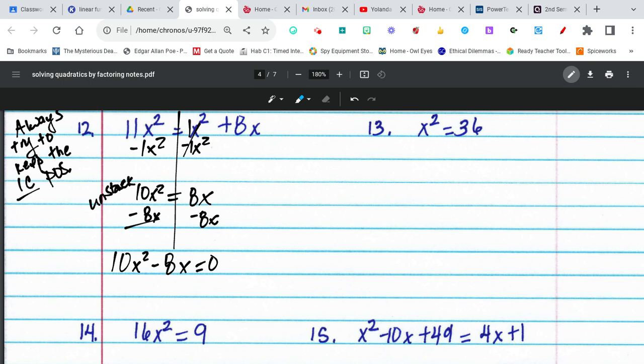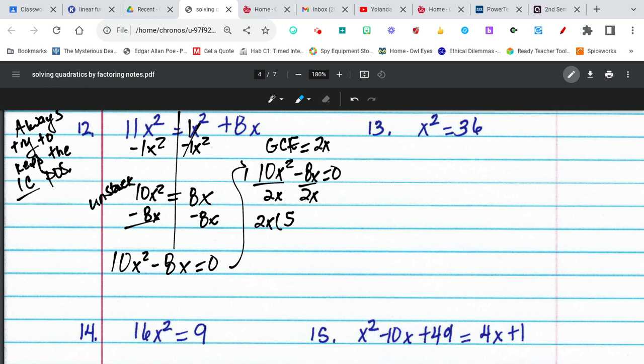And I see that there's a GCF. The GCF here is 2x. So I'm going to divide each of these by 2x. So I get 2x times 5x minus 4. And each one of these factors has an x in it. And this one, you check your remainder for GCF. There's no GCF between 5x and 4, guys.